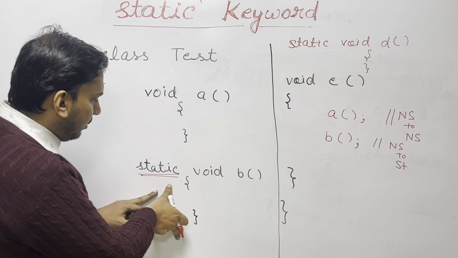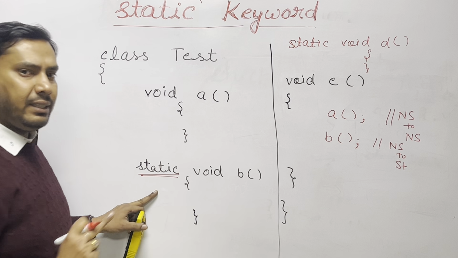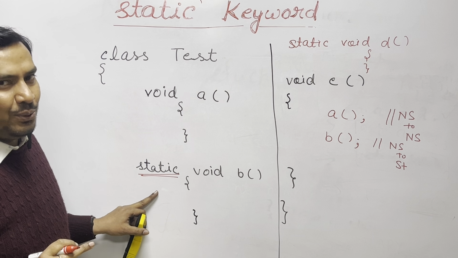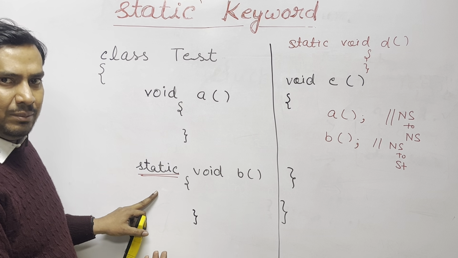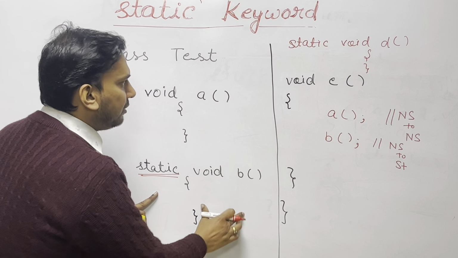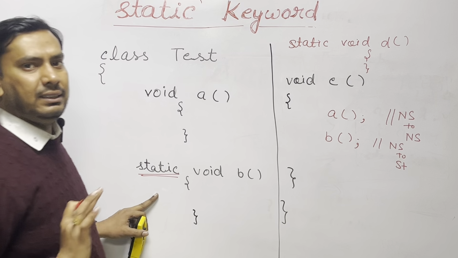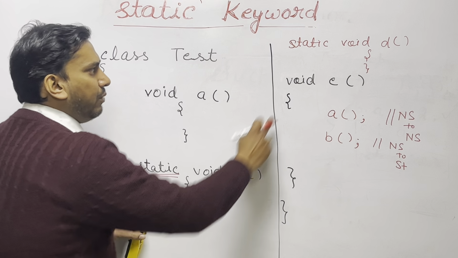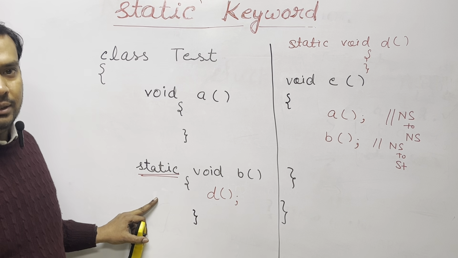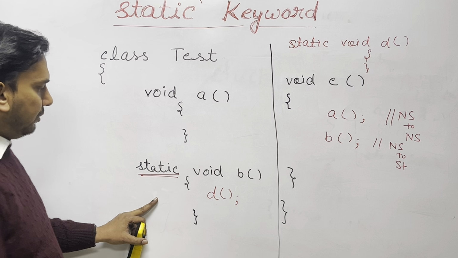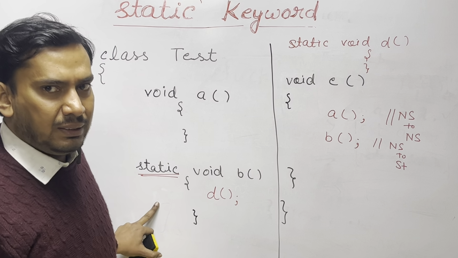From this static scope, I want to access a non-static member. So static to non-static, can you access it directly? No, you cannot. How will you access it? We'll discuss a little bit later. But from this static scope, I want to access this static method. So static to static, you can access directly. There is no problem. So from B, how will you call D? You will directly write D here, and D will be called. So static to static you can directly access without any problem within the same class.